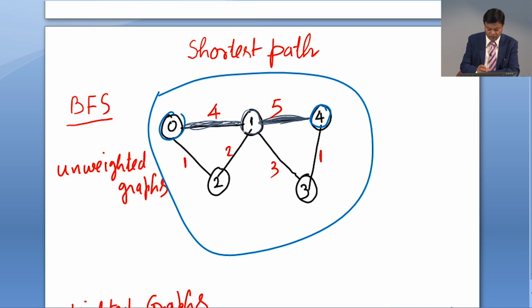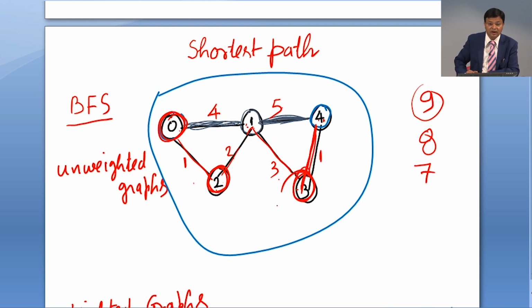Is it 0, 1, 4, 0 to 1, 1 to 4? Total length of the path will be 9. Now if I start this way, 0 to 2, 2 to 1: 1 plus 2 is 3, 3 plus 5 is 8. Then the other path: 1 plus 2 is 3, 3 plus 3 is 6, plus 1 is 7. So which one is the shortest path? 0 to 2, 2 to 3 and 3 to 1.